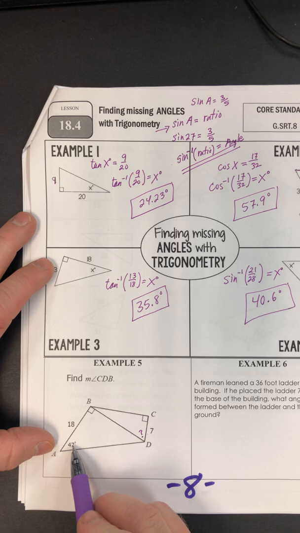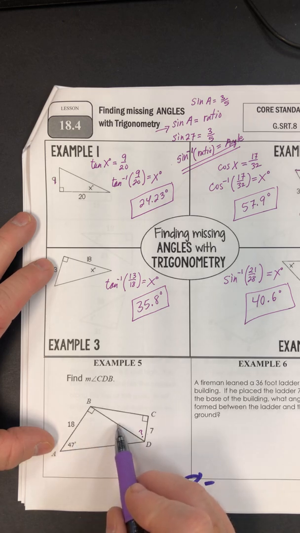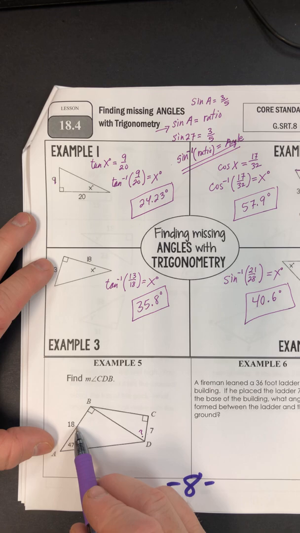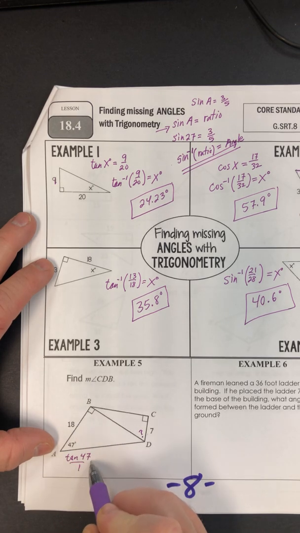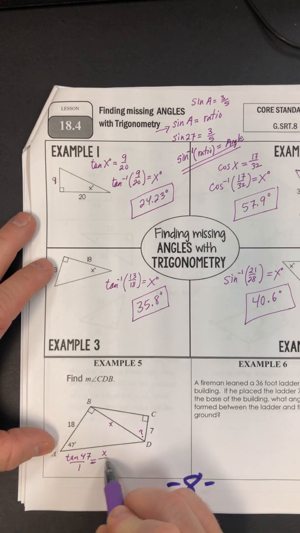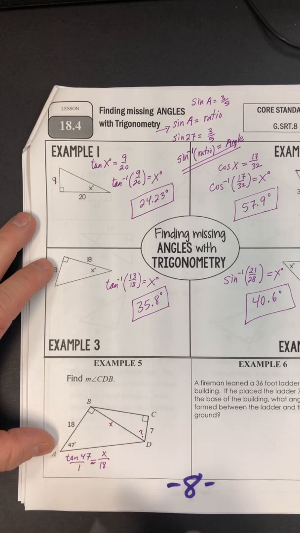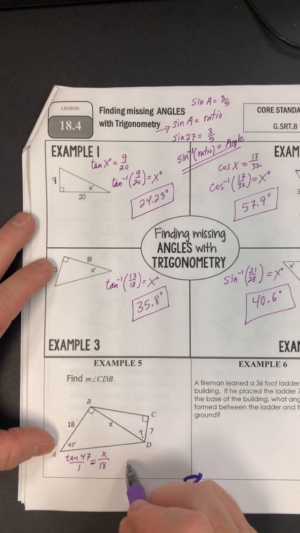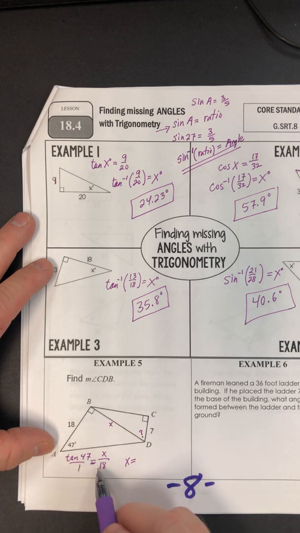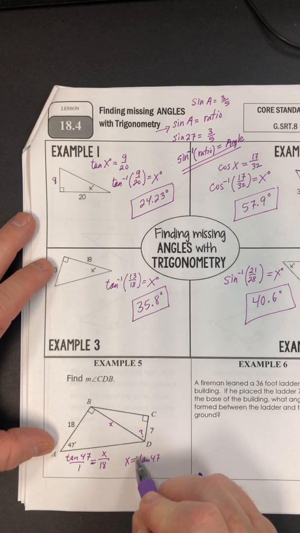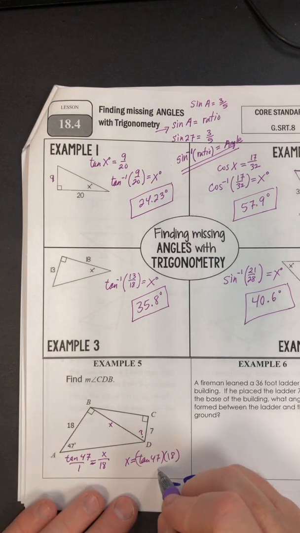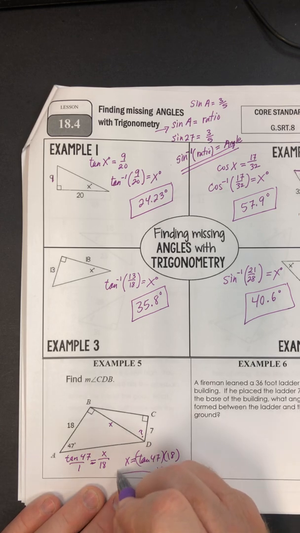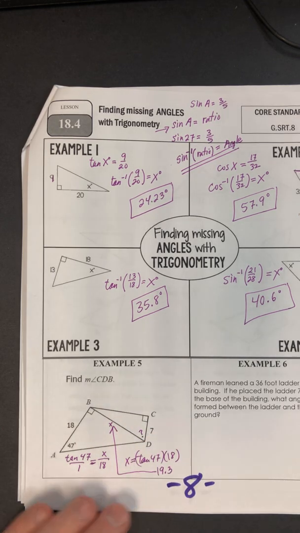So let's do that. From this angle, the side opposite is what I need, and I have the side adjacent. So that's tangent. So I'll set it up as tangent of 47 equals the side opposite, I'll call it x, over adjacent. Cross multiply, x times 1 is x. So the tangent of 47 times 18, that's going to be, what, 19.3? Okay, so that becomes this side right there, 19.3. So I'm going to write it in.